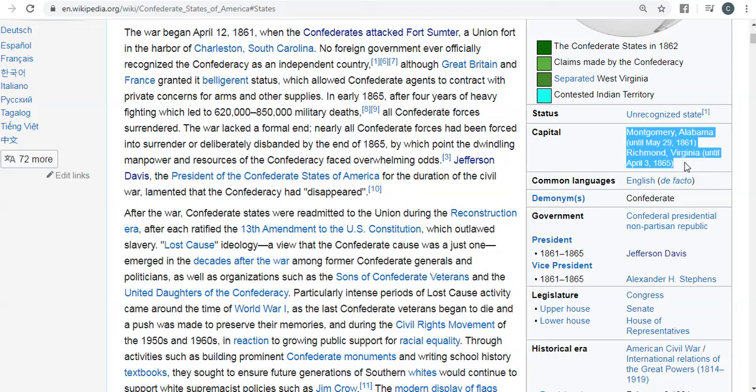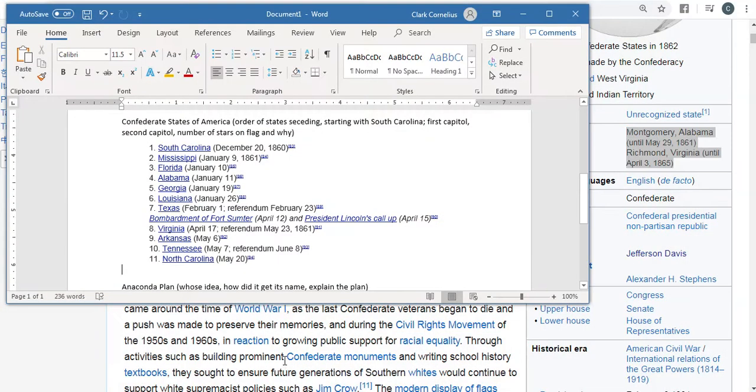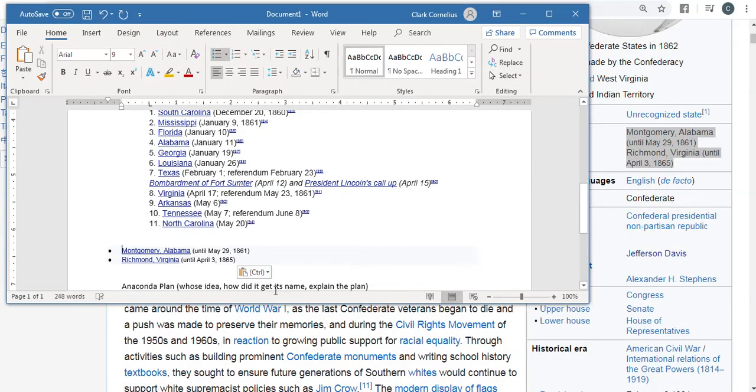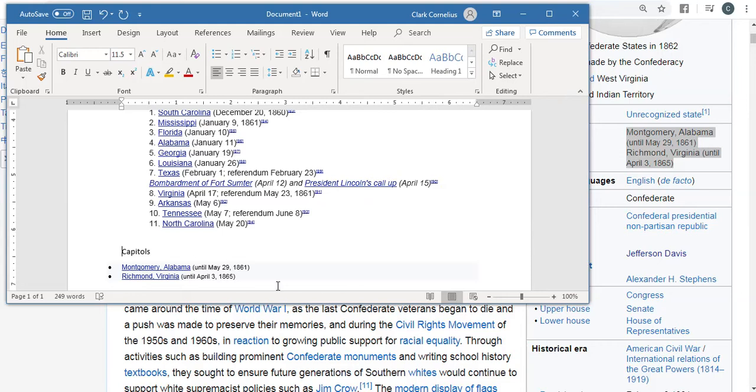So I can just copy that, Control C, and go down here to Word. Okay, Control V. Just to remind myself, because I'm going to keep this document, obviously, on my laptop or my iPad or whatever. Capitals. Montgomery, we know about that. That's here. And then Richmond. I'm going to clean all that up. I can do that by simply clicking that and then getting rid of all that other stuff. But I don't have to do that.